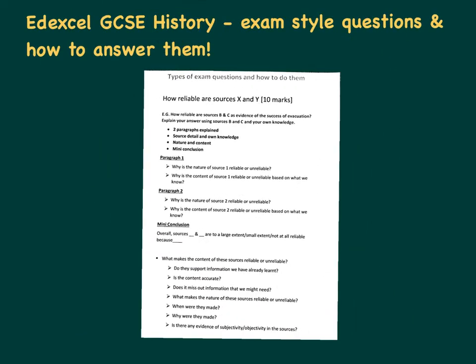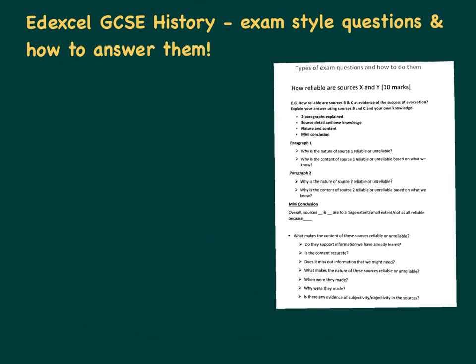So it's looking for you to write 2 paragraphs and a conclusion. 1 paragraph looking at the nature, where does the information come from, etc., and content accuracy of source 1, 1 on source 2, and a conclusion. Overall, how reliable are both those sources? If it asks about 2 sources, make sure you answer about both sources.